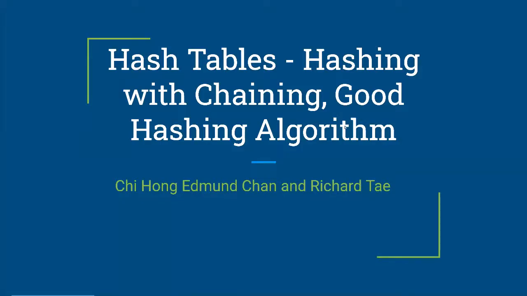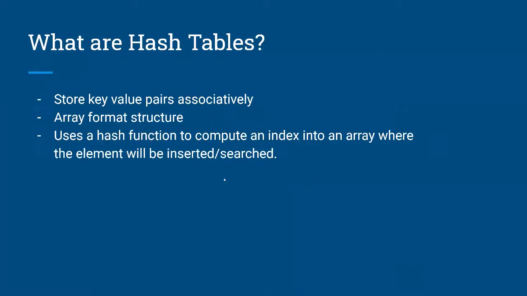The presentation that we're doing is called hash tables, hashing with chaining. So what are hash tables? A hash table is a data structure that maps key value lookups, and it's usually in an array format structure. The primary functions to understand are hashing, avoiding collisions, and inputting key value pairs.